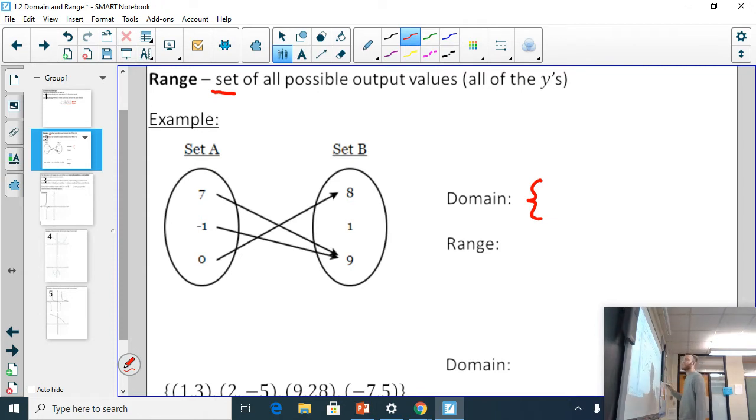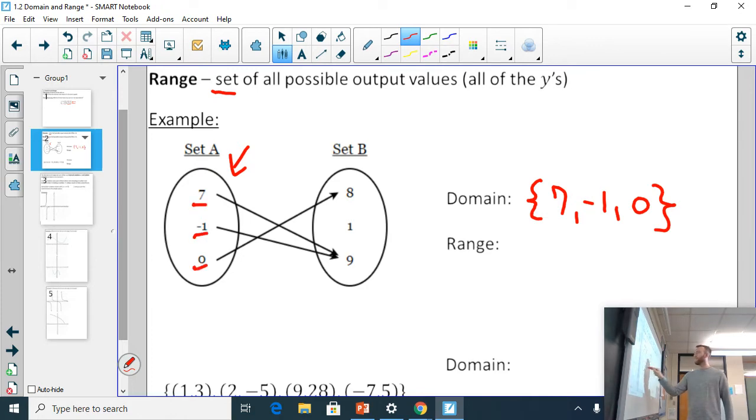So the domain is all of the inputs, which in this case is this set A. So all the inputs are 7, -1, and 0. Those are the three numbers we have in our inputs. And then our outputs, notice, our outputs are only, this 1 isn't being used at all. So our outputs are only 8 and 9.